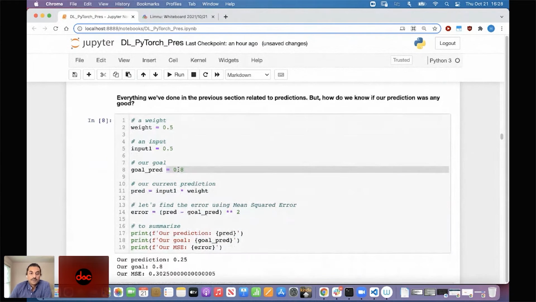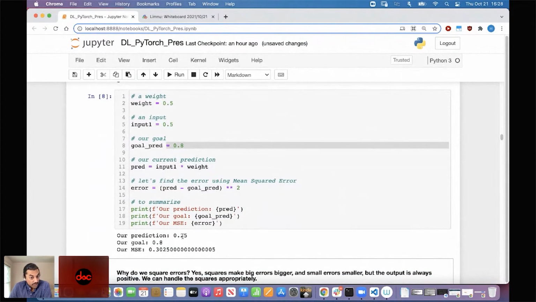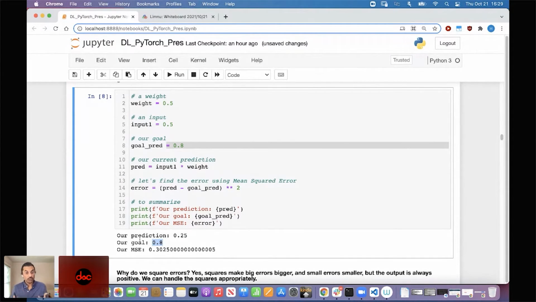So again, our prediction is 0.25, but our goal is 0.8. MSE, mean squared error, right? So how do we check whether we're on the right path? MSE, mean squared error, is just one way, probably a more popular way, but it's just one way to check how much error is within our model, right? And so if we want to get close to our goal, we need to reduce the mean squared error.